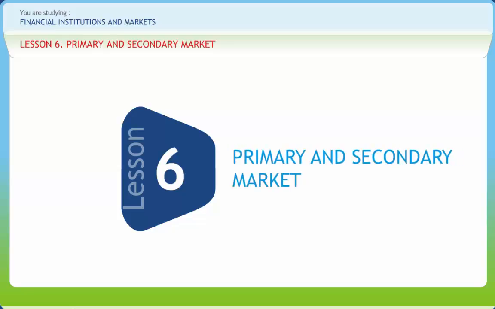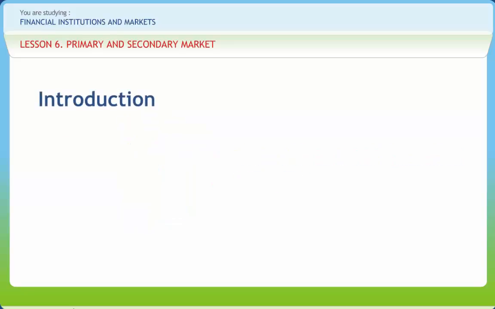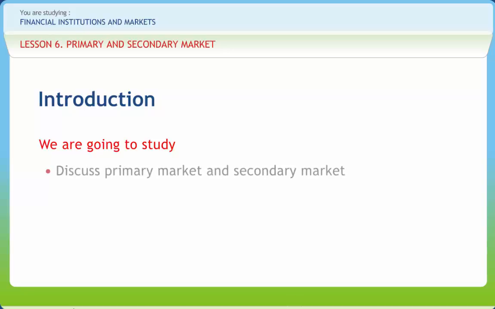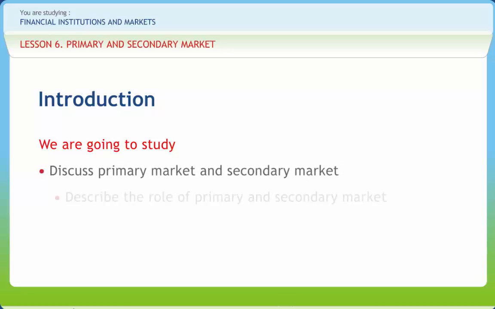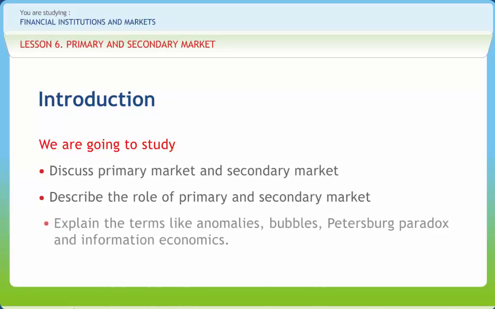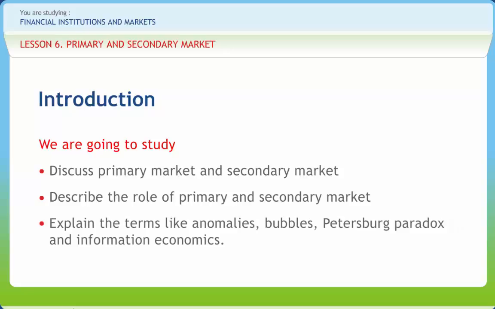Primary and secondary market. We all know that the primary market is the part of the capital markets that deals with the issuance of new securities. In this lesson, we will learn primary market and secondary market, describe the role of primary and secondary market, the terms like anomalies, bubbles, Petersburg paradox, and information economics.